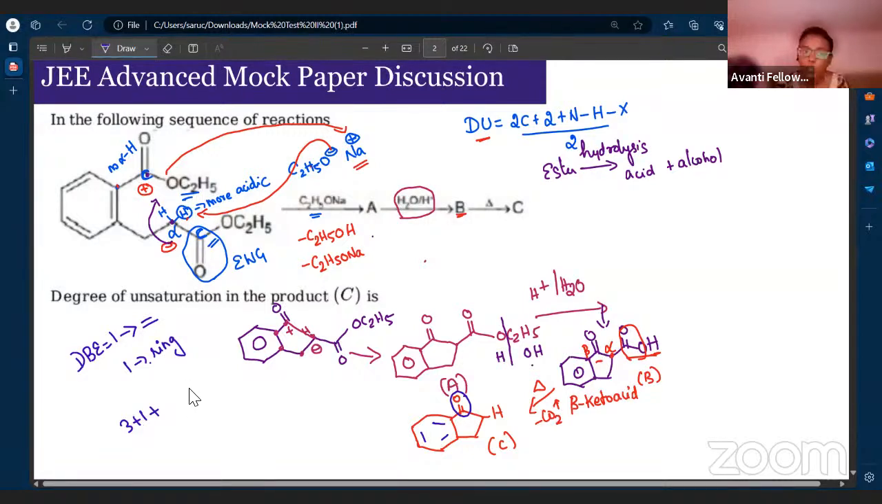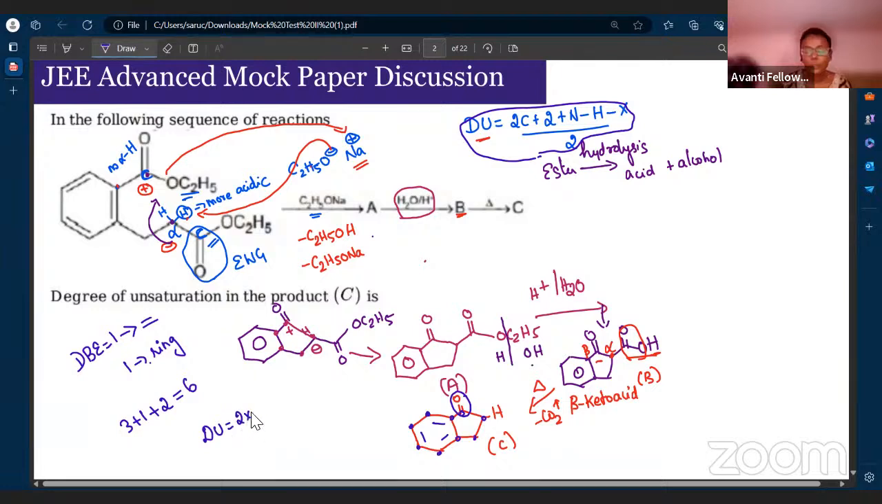Else what you can do is use this formula. Okay, I'll use this formula and so see. How many carbons do you have? 1, 2, 3, 4, 5, 6, 7, 8, 9. Okay, you have 9 carbons. So double bond equivalence, or the degree of unsaturation, is equal to 2 into 9 plus 2.